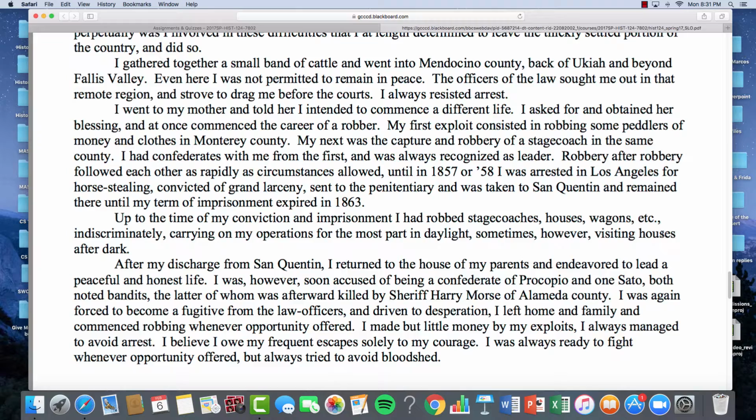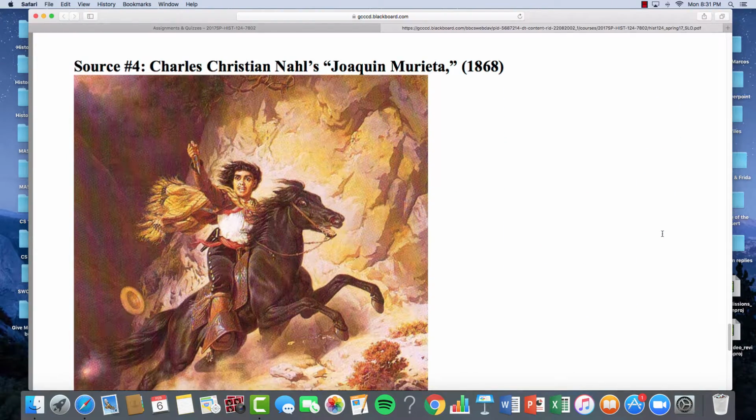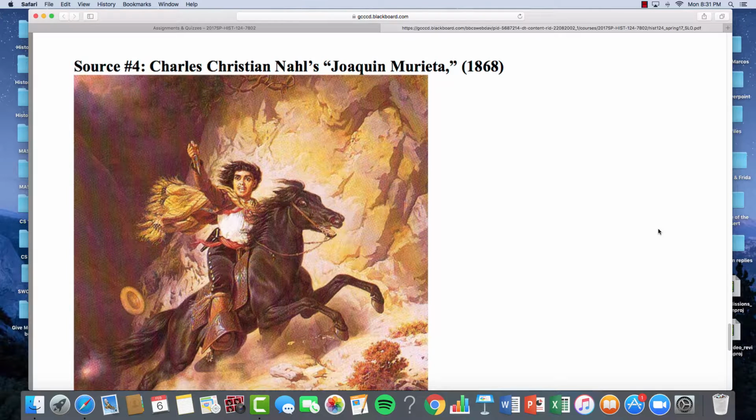And speaking of Mexican bandidos, let's go to our fourth and final source. This is a classic painting by the painter Charles Christian Nahl. Nahl depicted many scenes of the West. In the post-Civil War period, there was a fascination with the West, themes of heroism, vivid color, action, these types of themes, and obviously we see that in the depiction of Joaquin Murrieta.